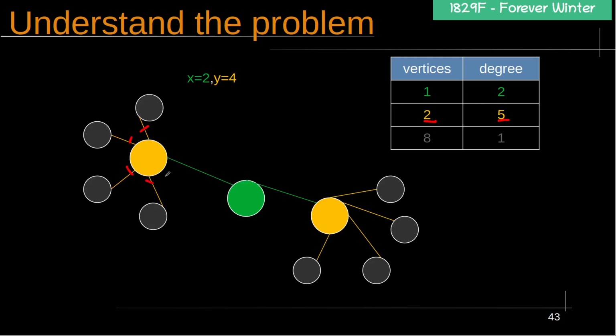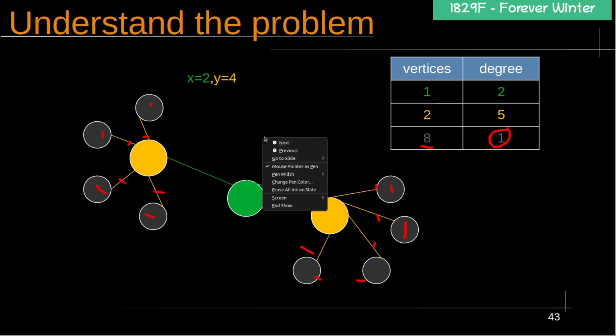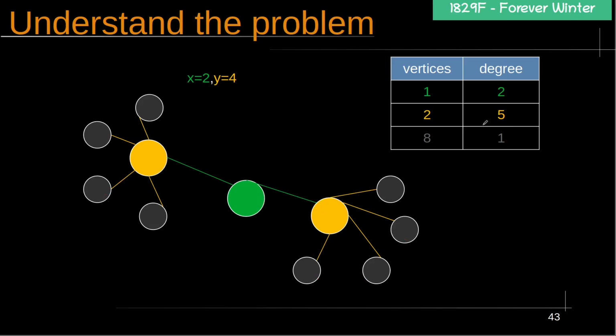1, 2, 3, 4, 5. And for the end vertices we have 8, as we said in the previous slide, x times y. Each one has degree 1. 1, 2, 3, 4, 5, 6, 7, 8, each one of degree 1, as you see in the image. So we have this table for this graph.